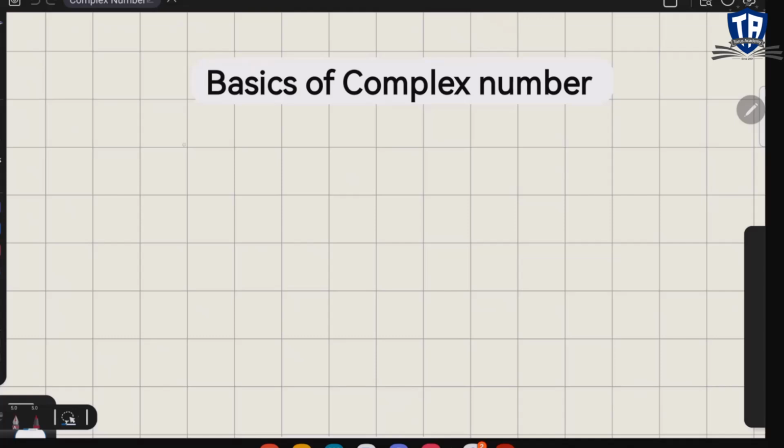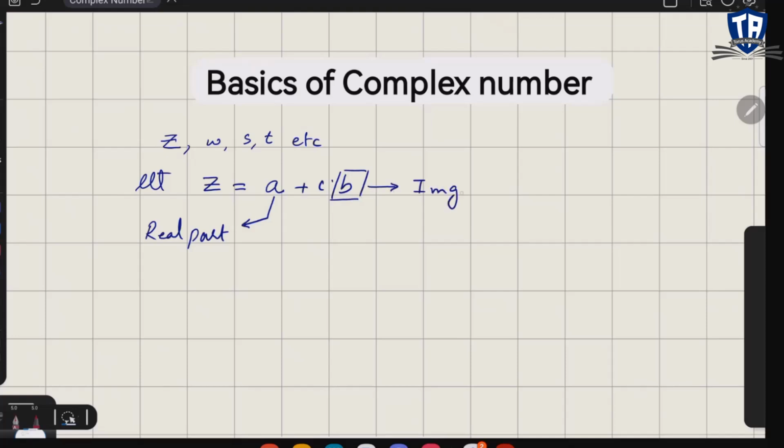We normally represent a complex number with small letters z, w, s, t, etc. Let us consider a complex number in the form a plus iota b. So this complex number consists of two terms. The first term is known as the real part. The second term, which is with the iota, we call the imaginary part. Basically, the imaginary part is the coefficient of iota.